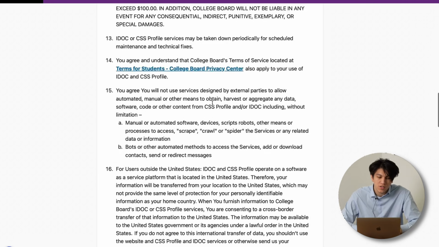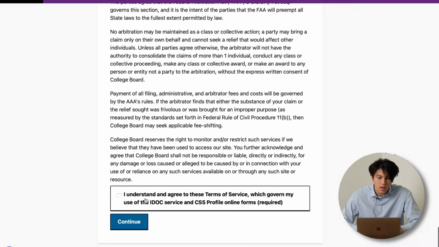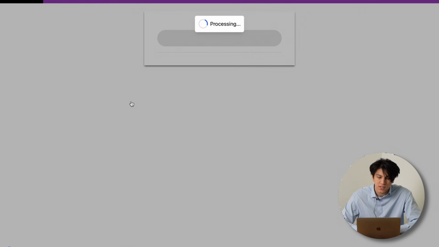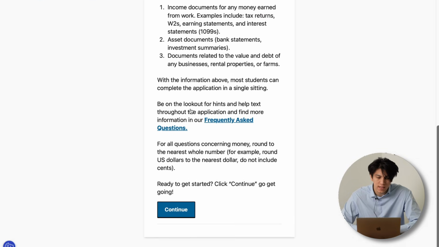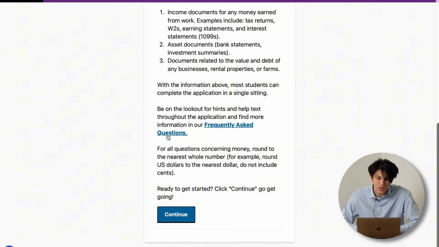Nice, fine. So now let's go. This is CSS Profile. Let's fill this out together, right? This is a new account. Nobody has started it, and we're going to do it together. So let's start the section. It asks the basic questions.